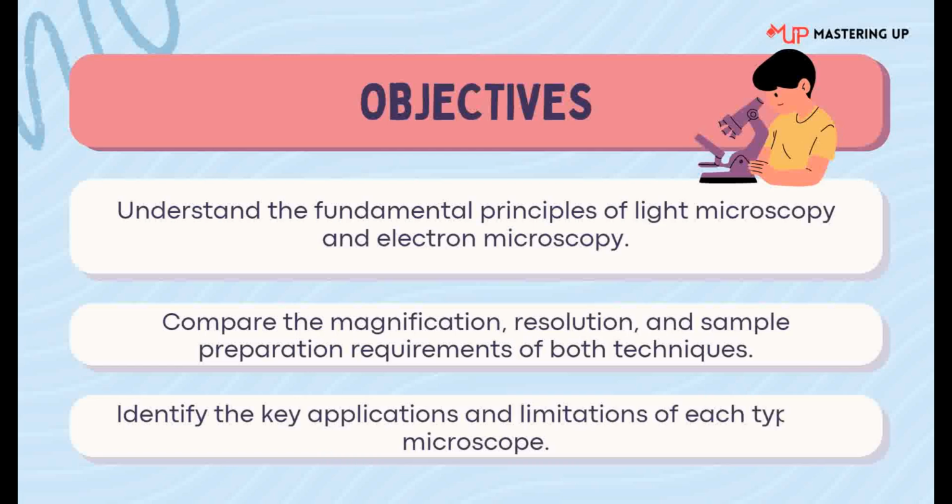By the end of this video, you will be able to understand the fundamental principles of light microscopy and electron microscopy. And then you can compare the magnification, resolution, and sample preparation requirements of both techniques. And then you will be able to identify the key applications and limitations of each type of microscope.